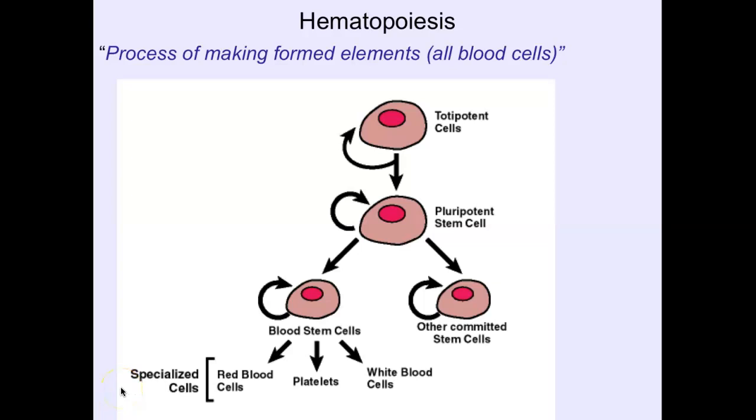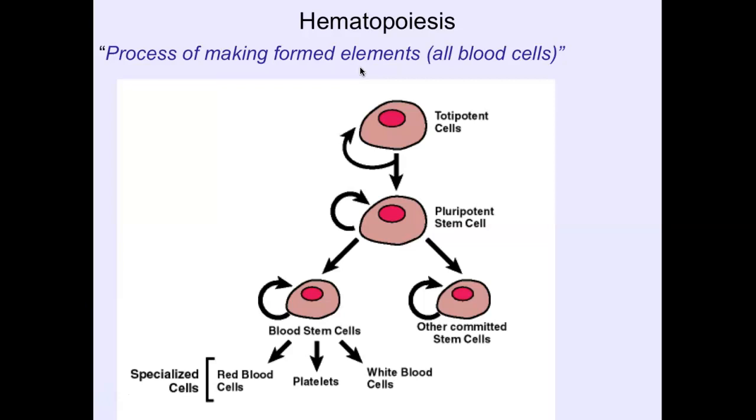All right, so we're starting with Roman numeral 4, formed elements, and we're starting with the word hematopoiesis, which means the process of making formed elements. And formed elements are all of the sort of solid cellular components of blood, which are erythrocytes and all the leukocytes and also platelets. Okay, so let's take a look at our stem cells here.